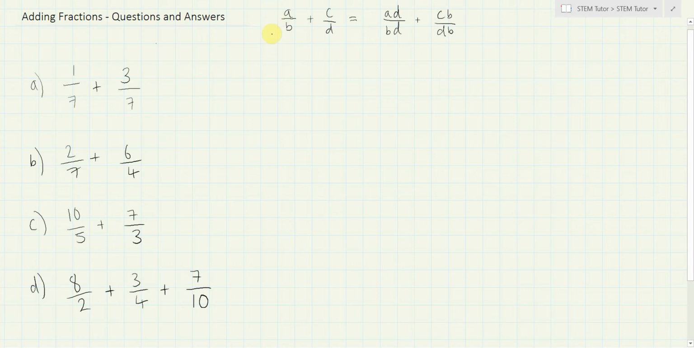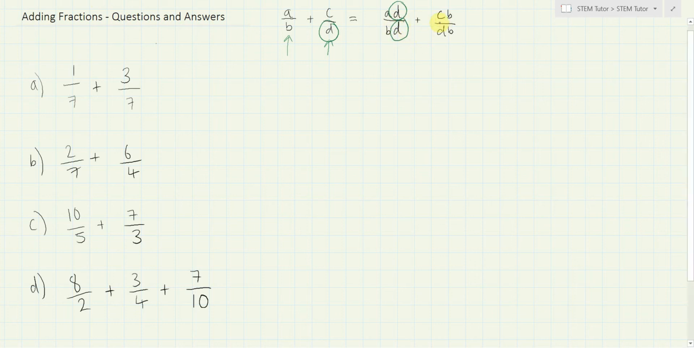So before I begin, just a bit of a recap. If we had a fraction question in the form a over b plus c over d, so you'll notice that the denominators here are not the same. So b is not the same as d. So the way we would tackle this is you rewrite the first fraction, so a over b, and you multiply it top and bottom by the denominator, or the bottom number, of the second fraction, so in this case d. So you've got a times d over b times d.